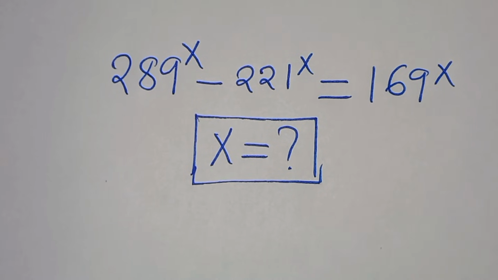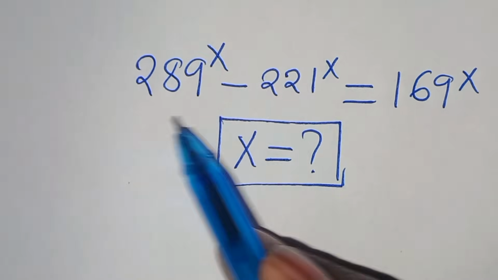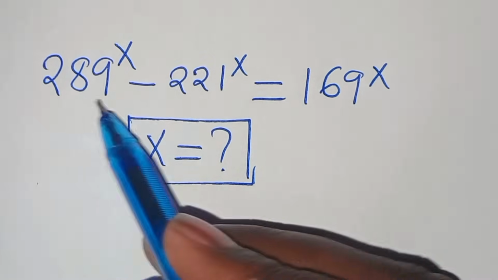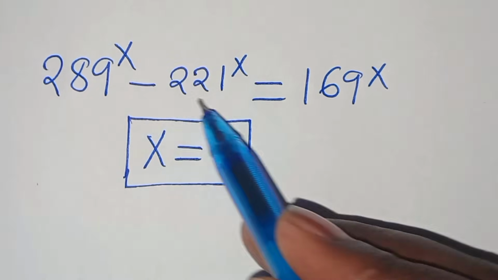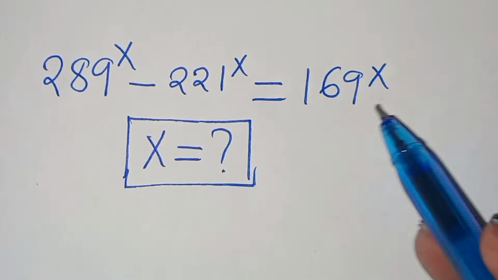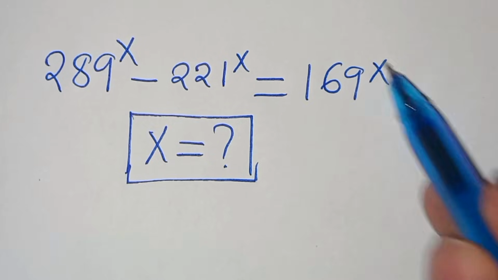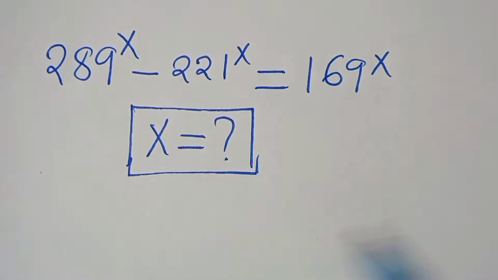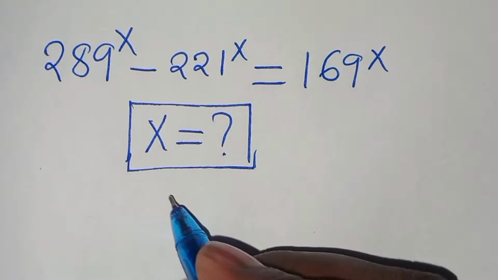Hello everyone, you're welcome to solve this nice exponential equation, which is 289 to the power of x minus 221 to the power of x. This is equal to 169 to the power of x. So what is the value of x? Now let's provide a solution from here.